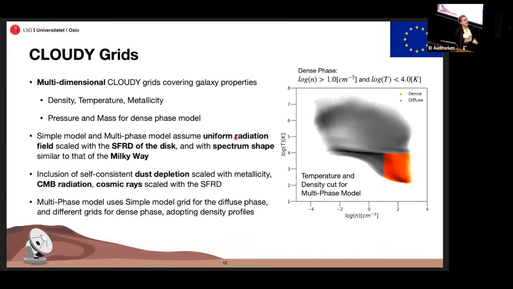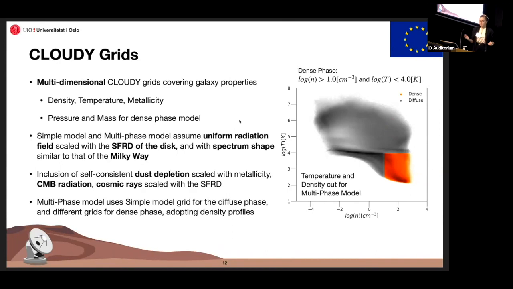And here you can see how I really simply define what is dense and what is diffuse. If we are above a certain density and below a certain temperature, I define it as dense and treat it with a subgrid model, while the rest is diffuse and doesn't get a subgrid model. So everything in orange here is dense, the rest in gray is diffuse.